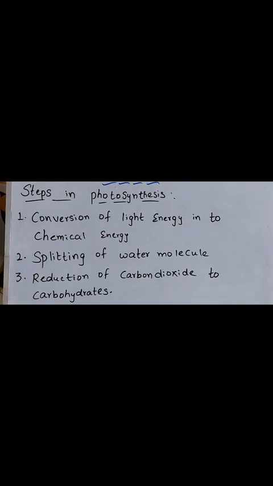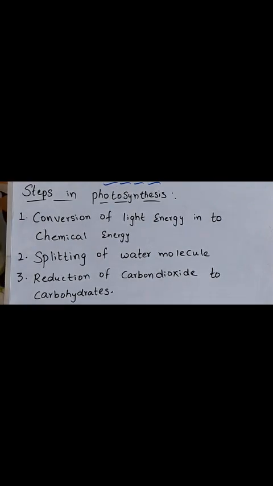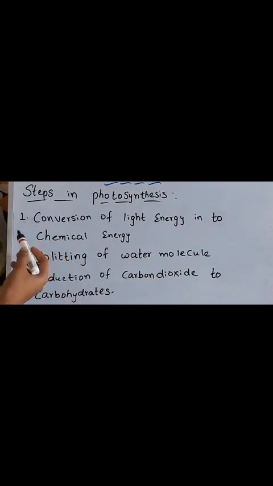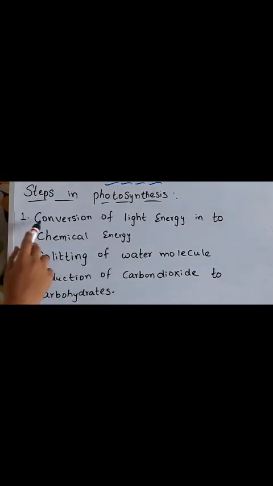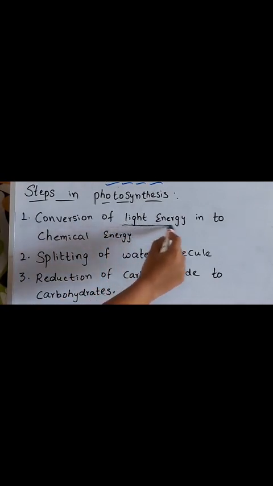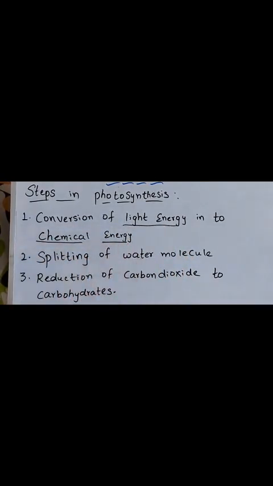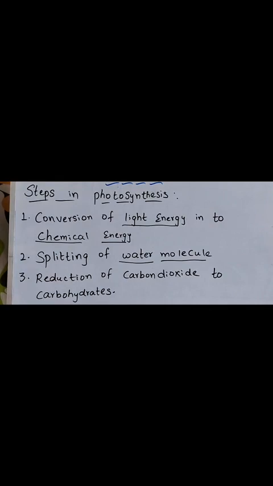So it is very clear that there are many events occurring during the process of photosynthesis. Here I have given the steps in photosynthesis. The first one is conversion of light energy into chemical energy. So here the light energy is converted into chemical energy. The second step is splitting of water molecule. Water molecule will be split into H plus and OH minus ions. Then the third one is reduction of carbon dioxide to carbohydrates.